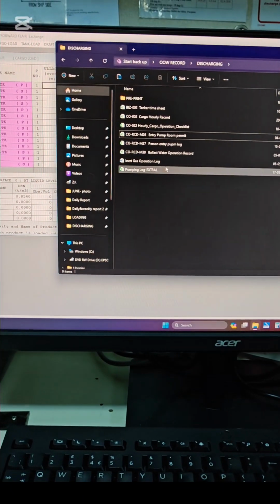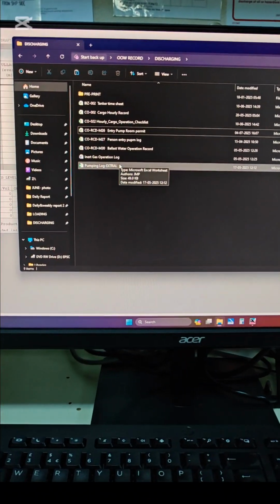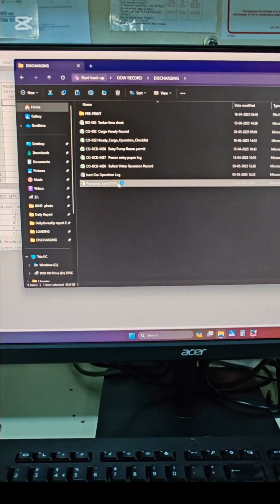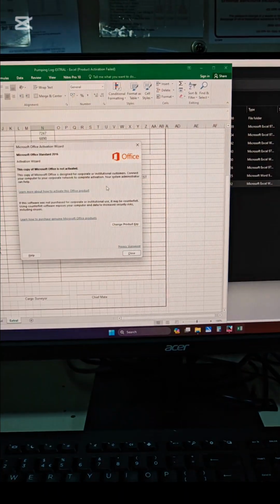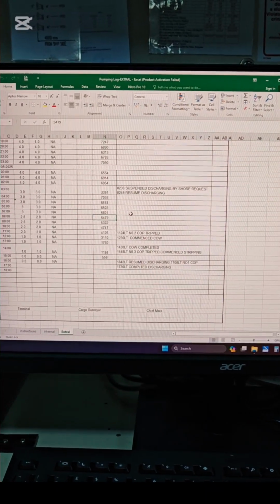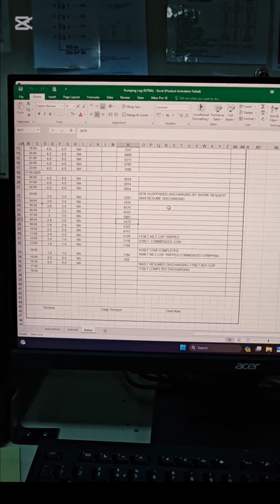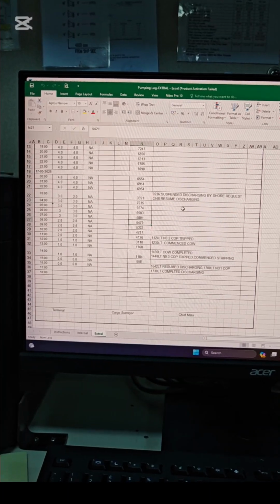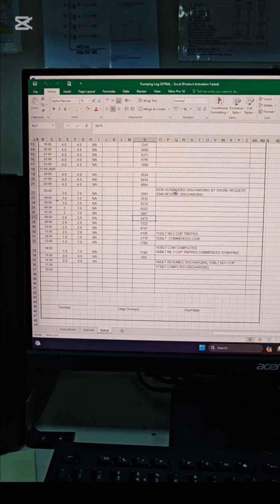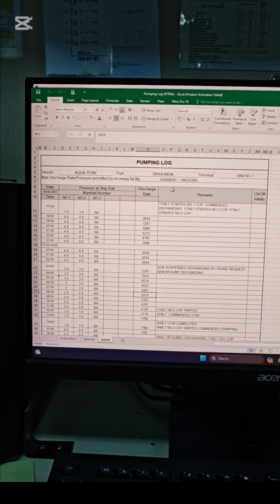And guys, one very important thing is that during discharging time we have to maintain the pumping log and inert gas log. So the pumping log is very important, guys. Remember, this pumping log is only for discharging time, because that time you are using your pump. During loading time we are not using our pump, so no need for a pumping log during loading, only discharging time needs your pumping log. So this is a pumping log.